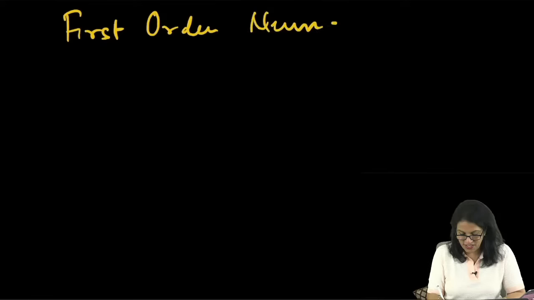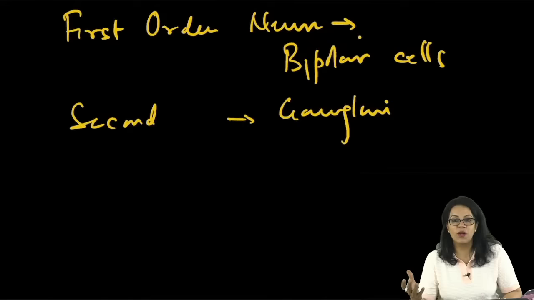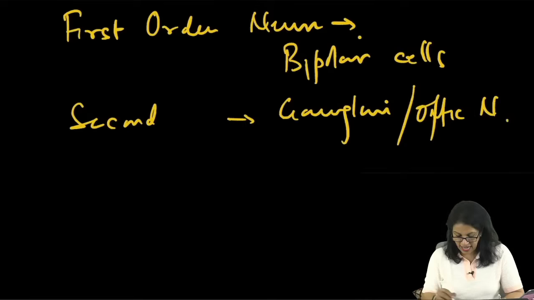What is the first order neuron in our visual pathway? All of you answer me this. First order neuron in the visual pathway, we will learn bipolar cells. Are you all clear? Then second order becomes ganglion cell, which means we are talking about axons of ganglion cell, which is the optic nerve. So we are talking about optic nerve. And it is the third order neuron is.